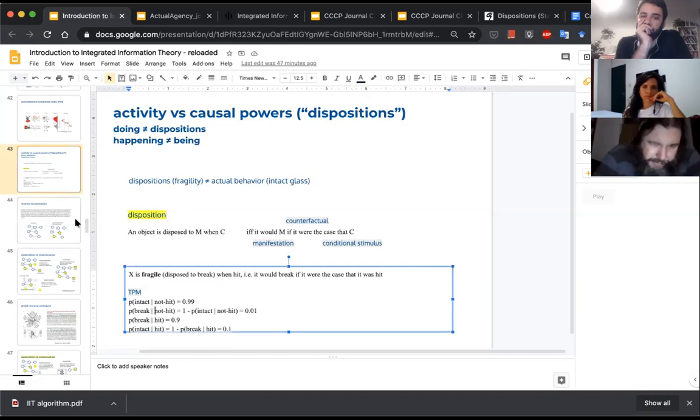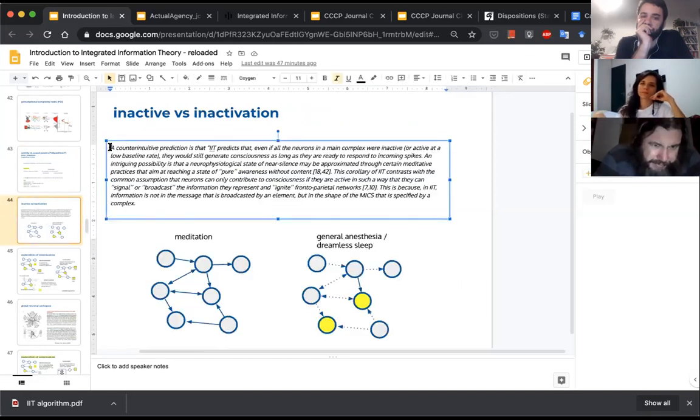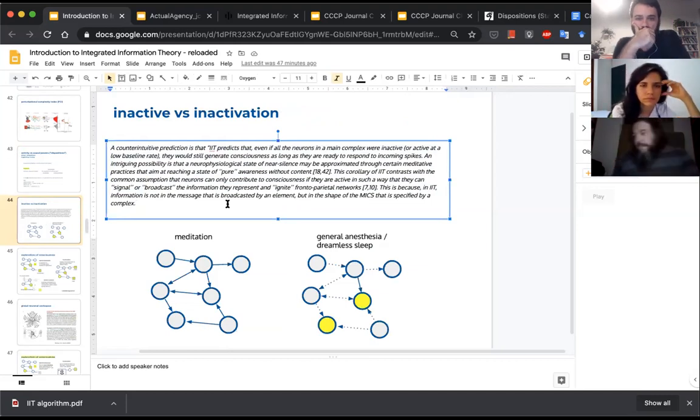In terms of IIT, which I think is really interesting, this is from the 3.0 paper, and it really distinguishes between activity and inactivation, which are very different things. The counterintuitive prediction is that IIT predicts that even if all the neurons in the main complex were inactive or active at a low baseline rate, they would still generate consciousness as long as they are ready to respond to incoming spikes. Being ready to respond is a disposition, right? It's a causal power, a form of reactivity. It can be silent as long as it's ready to respond.